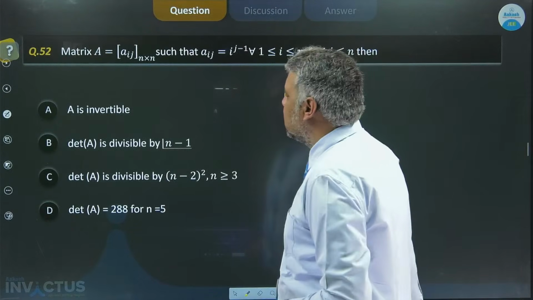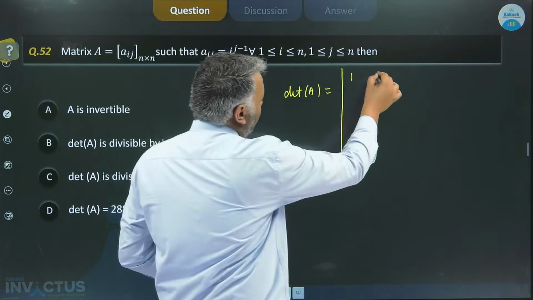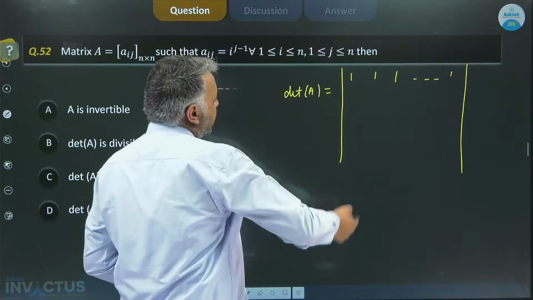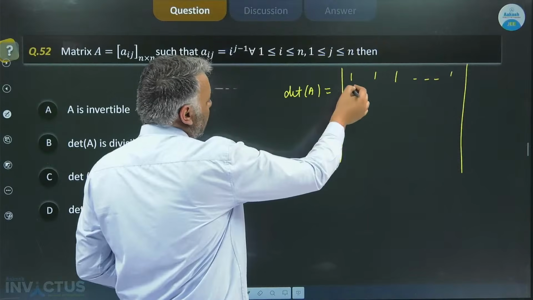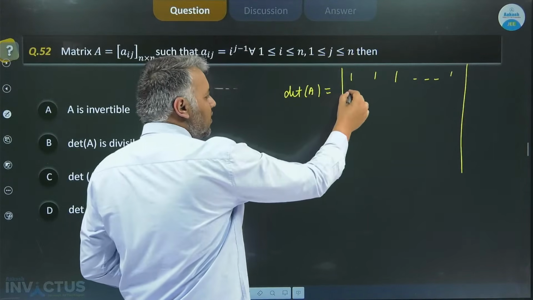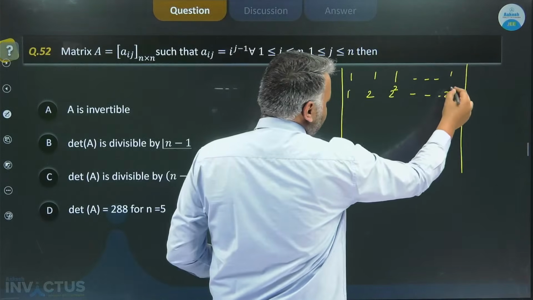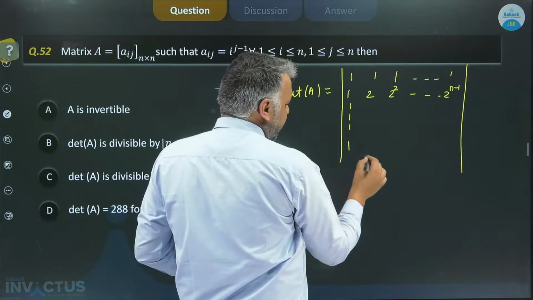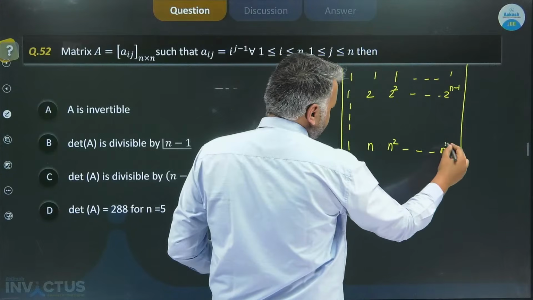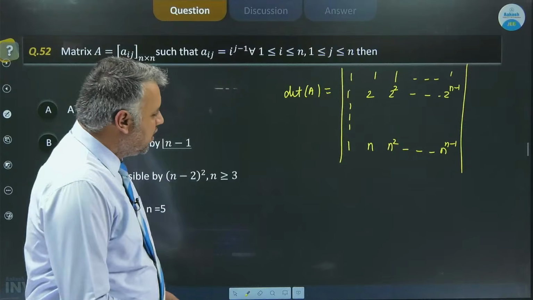will be, I think using such entries, it will be 1, 1, 1 and so on. In the second row, when i is equal to 2 and j goes from 1 to n, this will be 1, 2, 2 square up to 2 power n minus 1 and so on, up to 1, n, n square up to n power n minus 1. So this is the determinant of A.